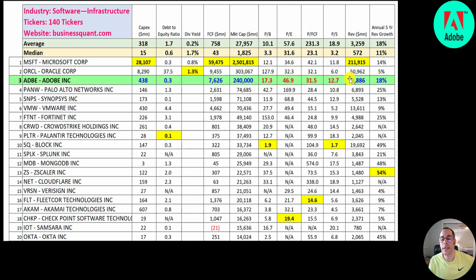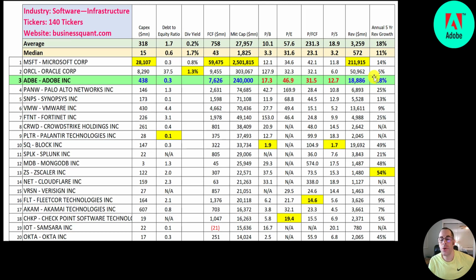They generate lots of revenue, 19 billion. Look at Square, 20 billion. And they're much smaller than Adobe. That's why Square has the best price to sales ratio, 1.7, because they have so much revenue relative to their market cap. Price to sales is market cap over revenue, or stock price over revenue per share.